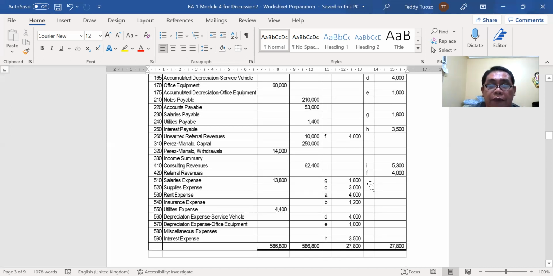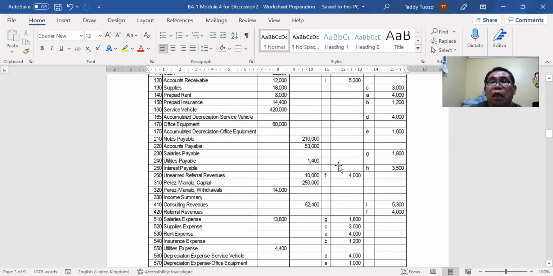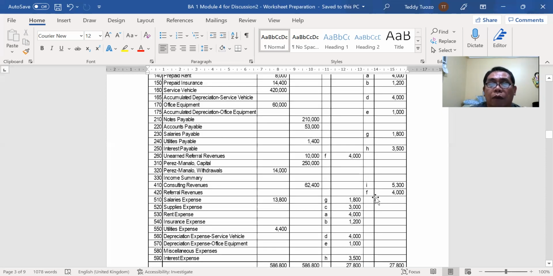Letter I, atong consulting revenues, no? Atong consulting revenues, may debit. Jari, accrued receivable, no? Debit to accounts receivable, and credit to consulting revenues for 5,300. Aton, if you may recall, it represents na nag-deal ko ng client na wala pa ko kabayari, no? But of course, the service is already provided or rendered.